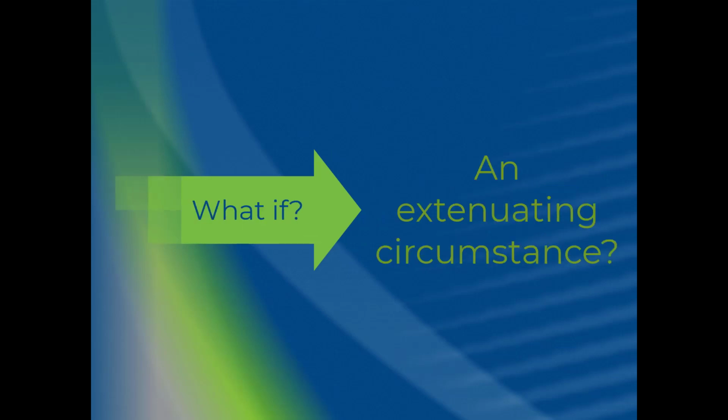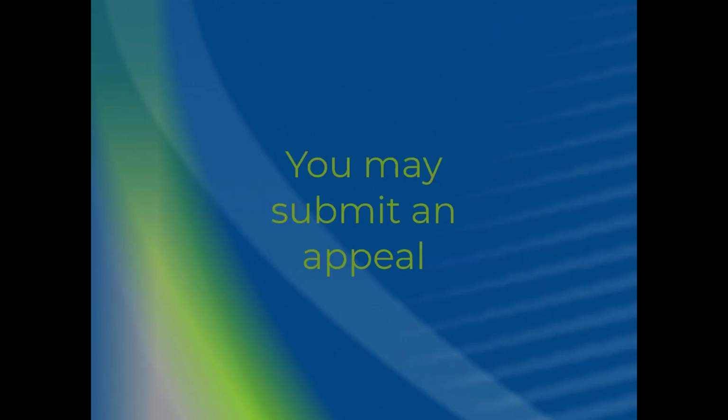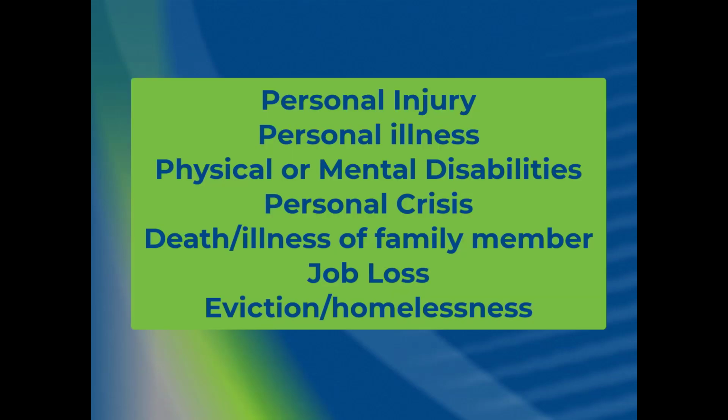What if there was an extenuating circumstance that impacted your ability to be successful in the classroom? You may submit an appeal to the SAP committee for consideration. Here are some examples of extenuating circumstances: personal injury, personal illness, physical or mental disabilities, a personal crisis, death or illness of a family member, job loss, eviction, or homelessness.